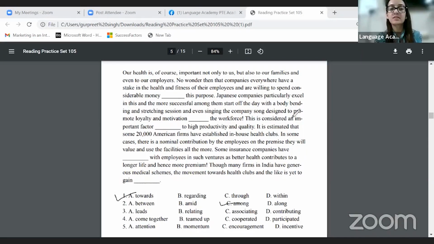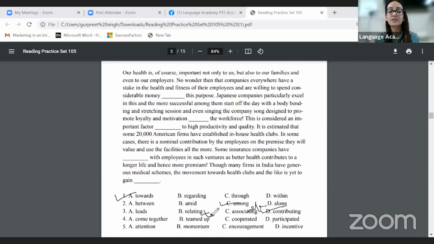So this is considered an important factor dash to high productivity and quality. What have I got? Very good. So this is an important factor contributing to, because associating comes with, relating also comes with to, but we cannot use it here. Doesn't make sense. This is an important factor relating to. Relating to, it has some kind of relation. But this is an important factor directly for productivity and quality, not just one part of.